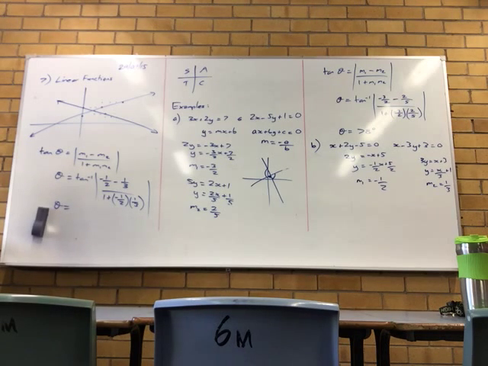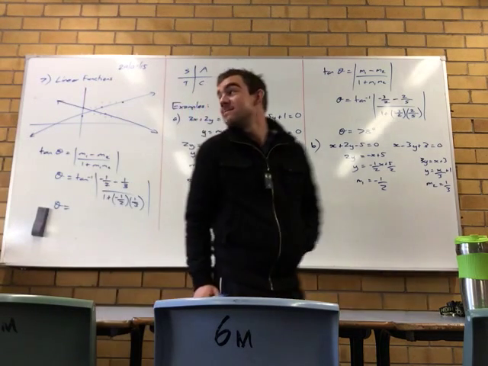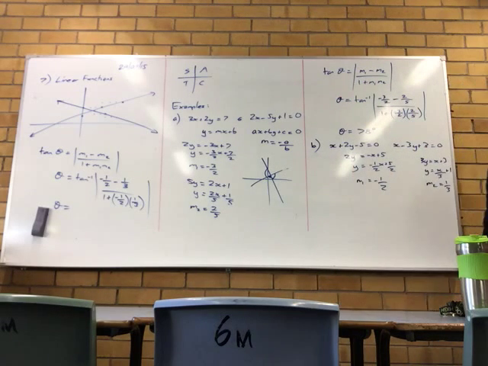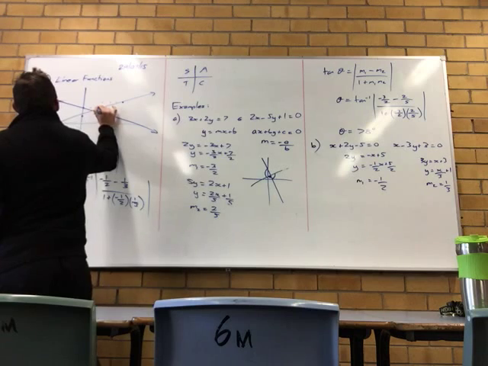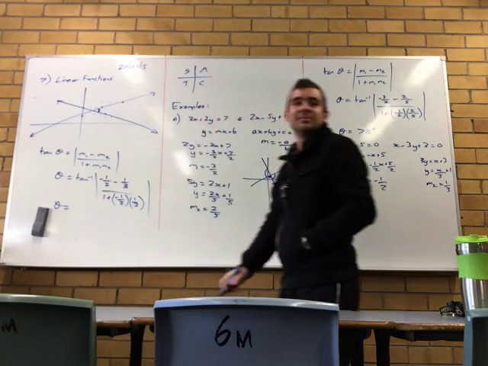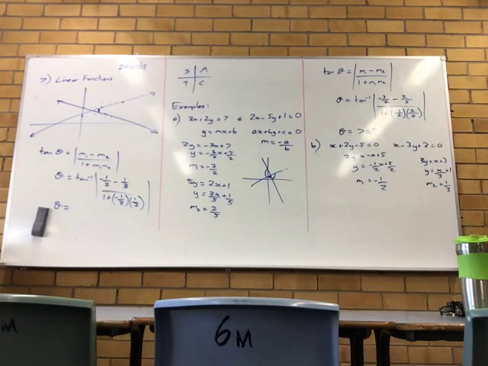What do we get? 45. You could be right. I got 11 degrees. Well, looking at the lines, the acute angle, I would suggest it's going to be reasonably small. I'm standing by 45 degrees.